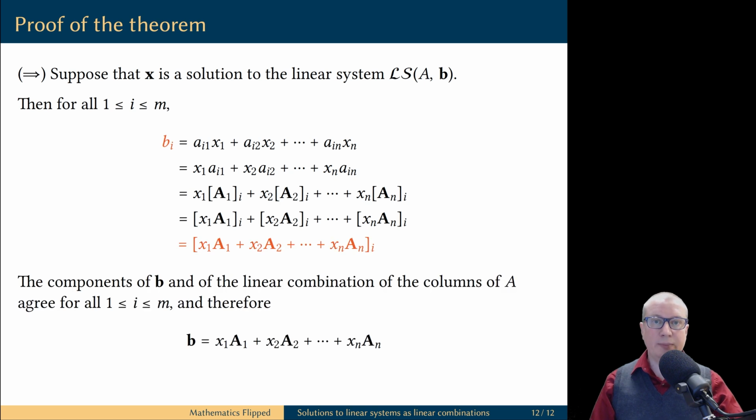But now, if you look at the beginning and the end of this equation, it says that component i of vector B is the same as component i of the linear combination. And because it is true for all i, it means two vectors are equal. The vector B is equal to the linear combination of the columns of the coefficient matrix A with the components of the vector x used as scalars. And this is exactly what we intended to prove. We have demonstrated two implications, and therefore this completes our proof of the if and only if statement.